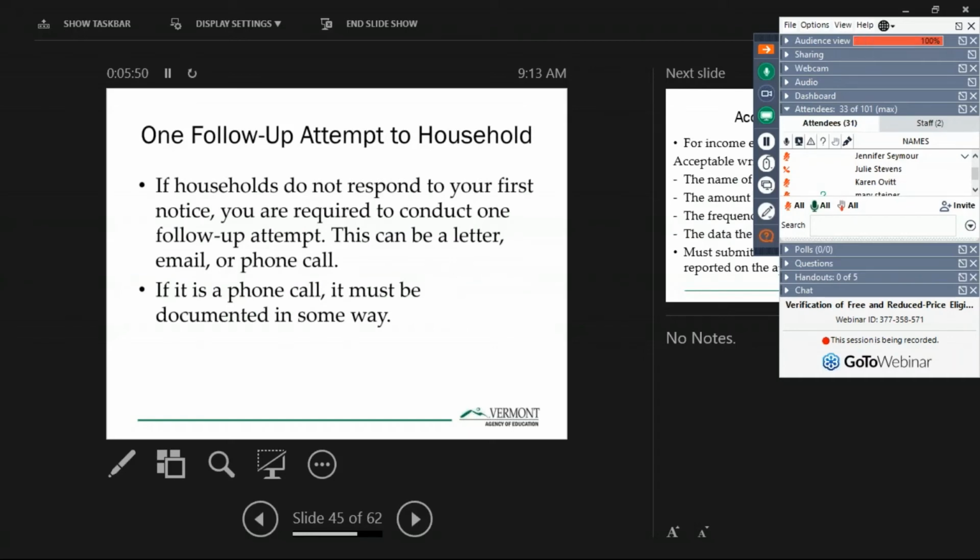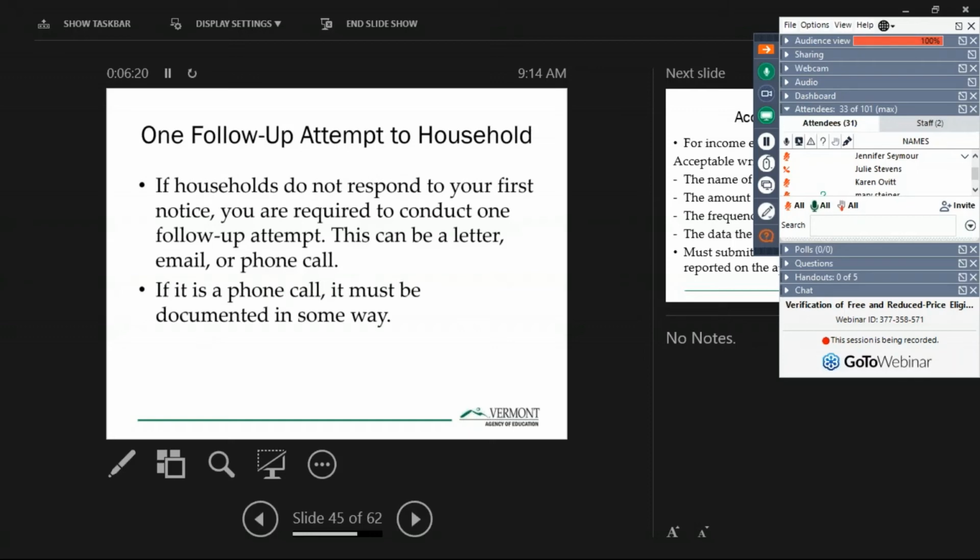Once you've sent out that initial notice saying, hey, you've been selected as part of this process, we need you to submit documentation to validate what you reported on your application. Please submit it to us by this date. If they do not respond to your initial attempt to get that documentation, you are required to do one follow-up attempt. This can be done in the form of another letter, or in an email, or a phone call.